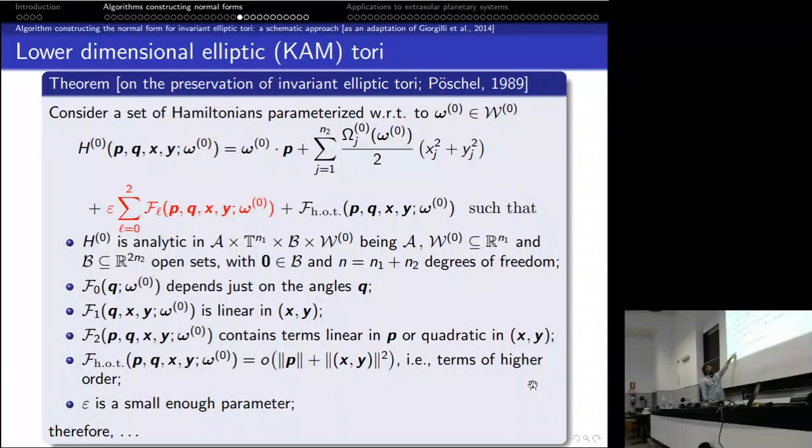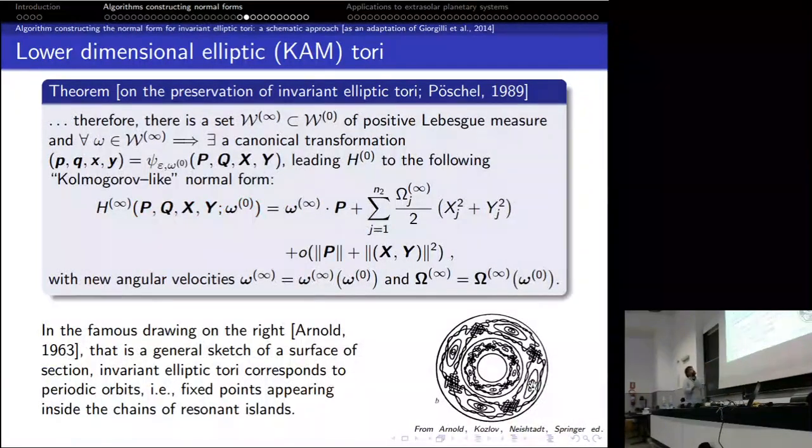Then, if epsilon is a parameter small enough, the thesis is that there is again a set of initial values of the angular velocities such that, if the perturbation is small enough, there is a canonical transformation leading the Hamiltonian to a Kolmogorov-like normal form. It means that you have again a linear term in the actions plus the transverse part, described by harmonic oscillators, plus terms that are at least cubic in the square root of actions.